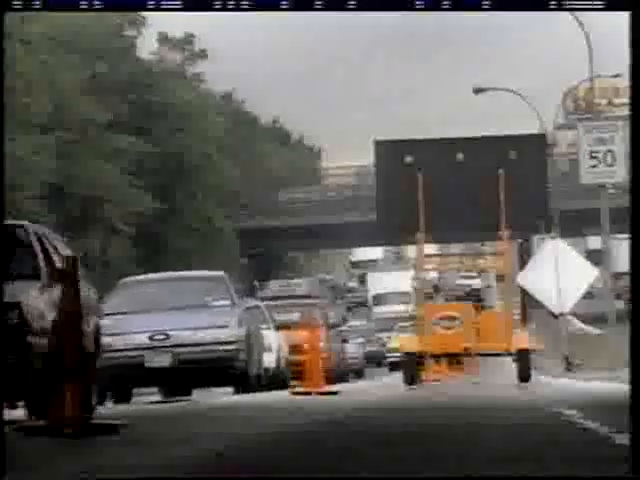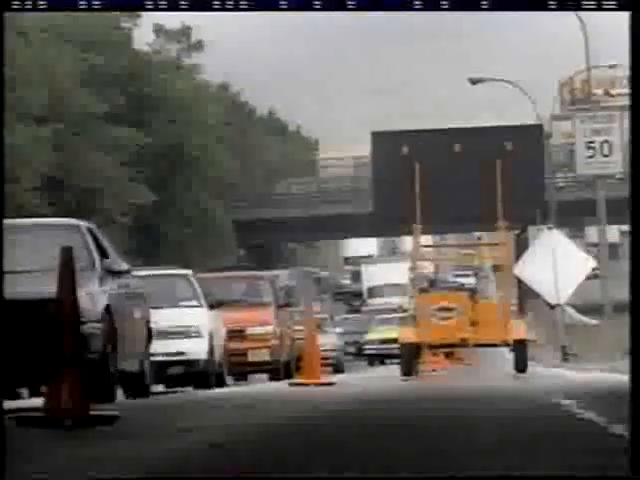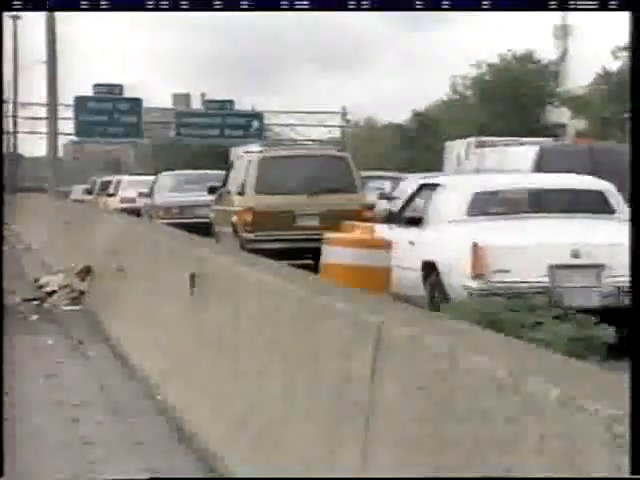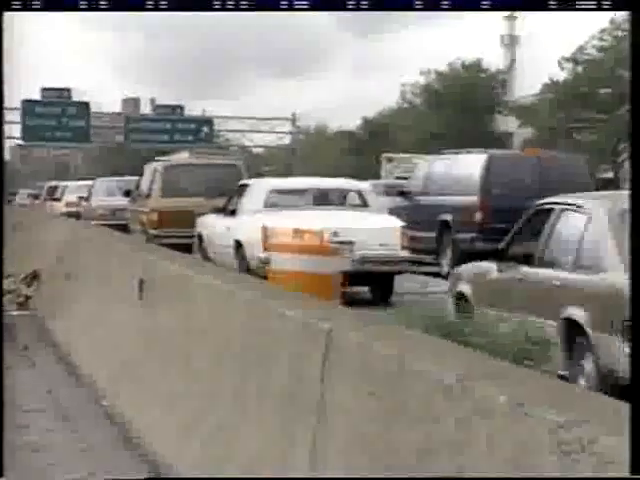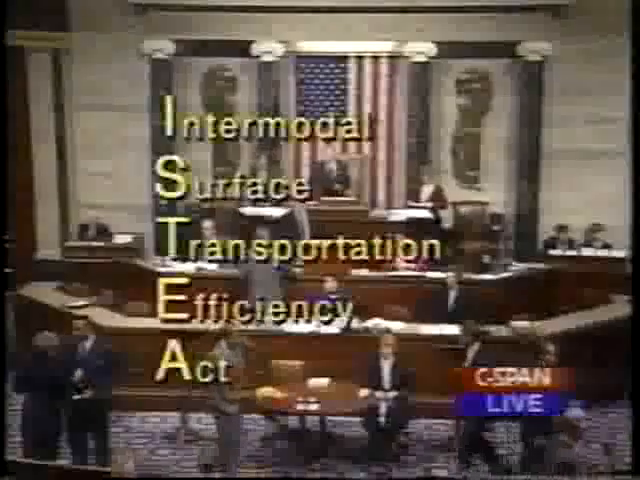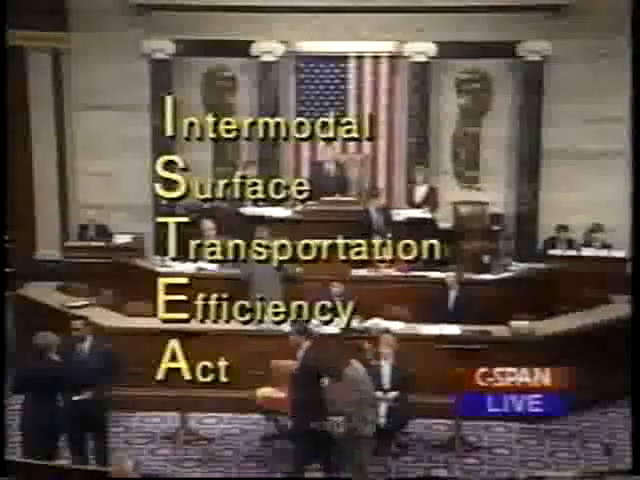Traffic congestion in construction zones is no longer just a local inconvenience. It has become a major national problem, costing society billions of dollars annually. With more and more work being done under traffic, congestion and the societal cost of construction are only going to increase. Congress addressed this issue when they wrote the Intermodal Surface Transportation Efficiency Act of 1991.